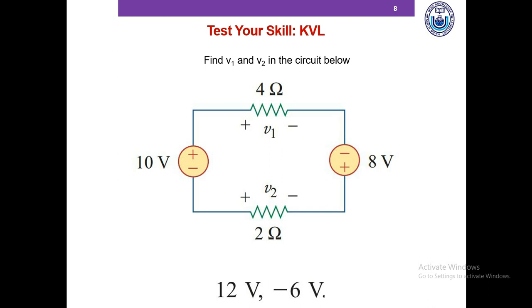Okay, so hopefully you've been able to solve this. So the KVL equation will be, if we assume a clockwise current i in the circuit, the equation of KVL will be minus 10 plus 4i minus 8 plus 2i equals 0, and V1 will be 4i and V2 will be minus 2i.